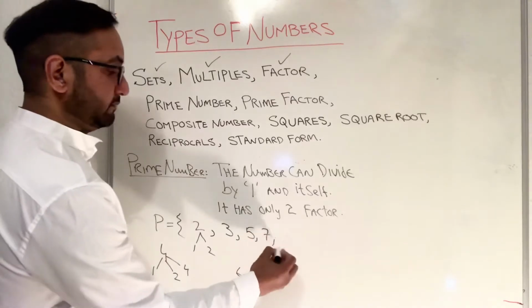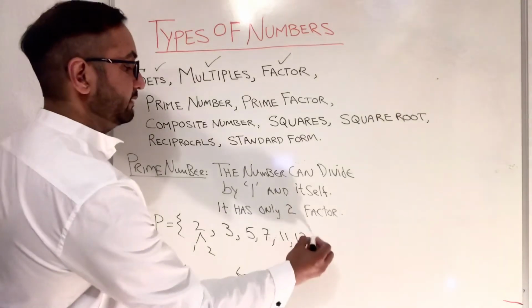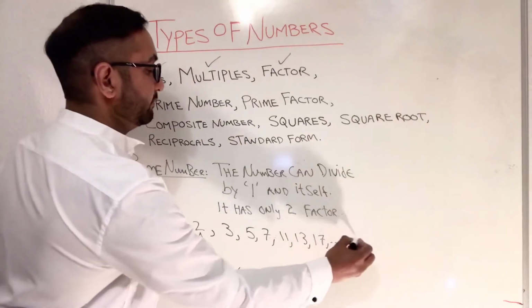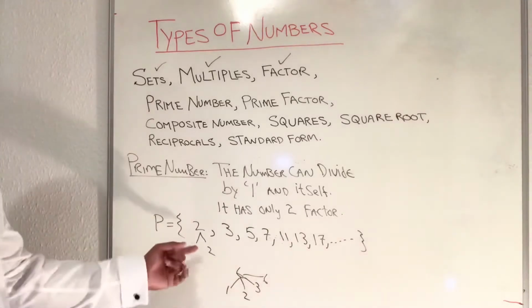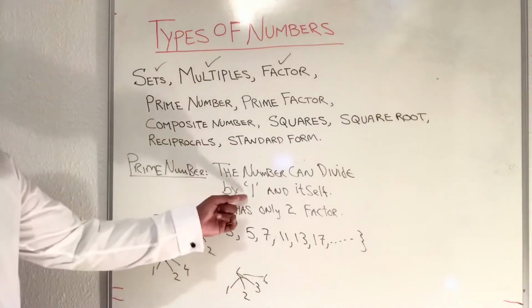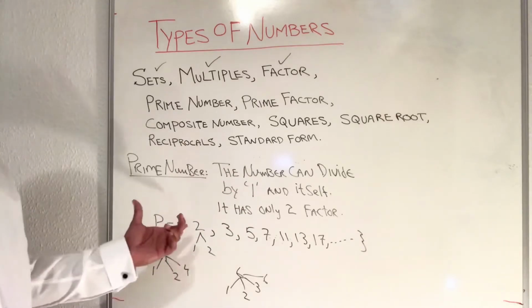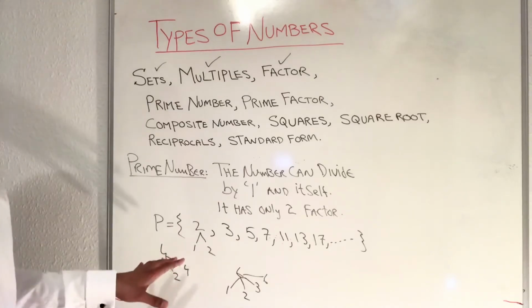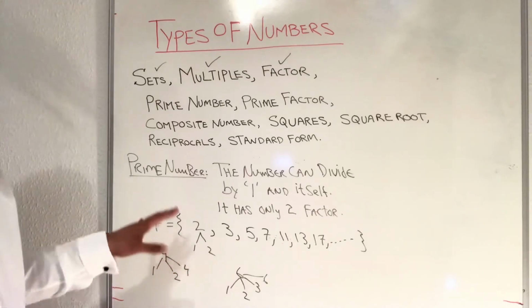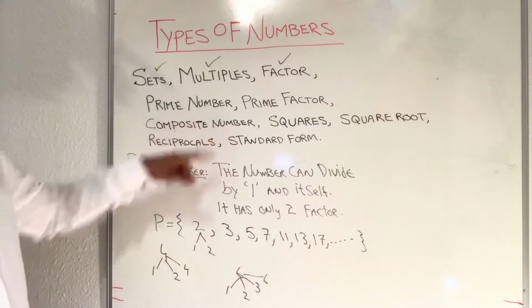So 7, 11, 13, 17 and so on. Only the numbers that can be divided by 1 and itself are called prime numbers, and they have only 2 factors, no more than 2 factors. If any number has more than 2 factors, that is called a composite number. I can write that down here.